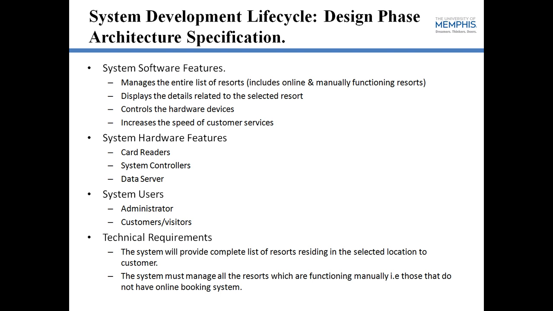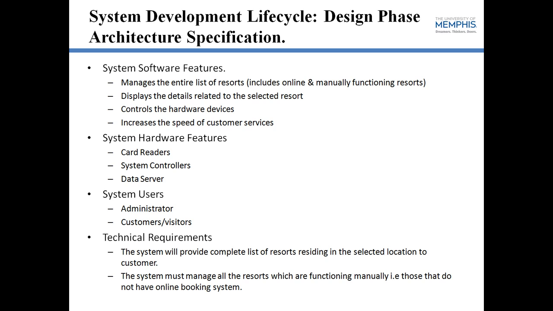Then comes the architectural specification. Under the design phase, this is also one of the most important phases, which tells you what all the system software features are, what all the hardware features are, what all the system users are, who are the people actively participating in this, and what all the technical requirements are. When we say software features, it manages the entire list of resorts that is available to the user based on that location.